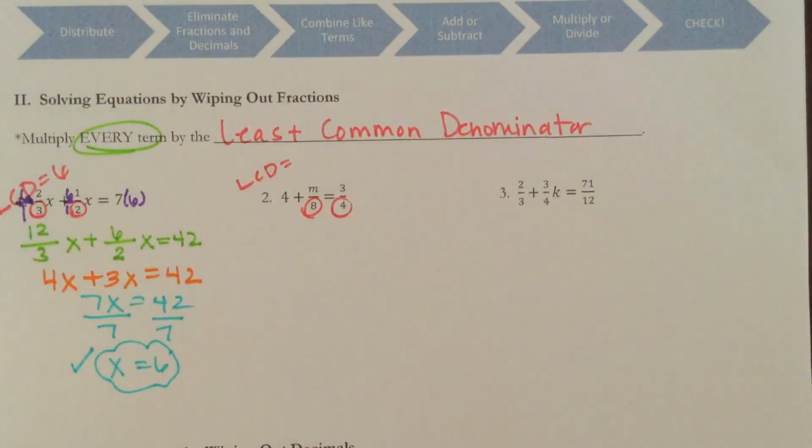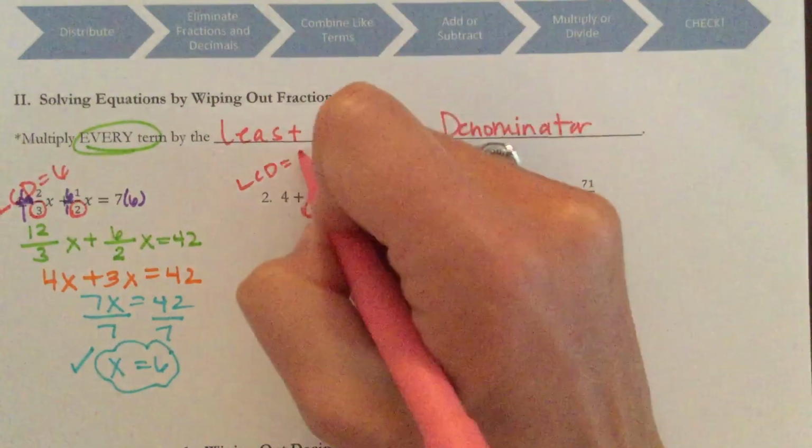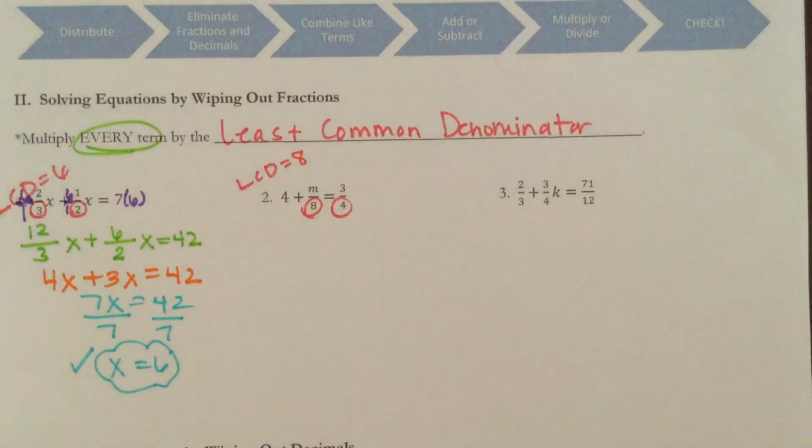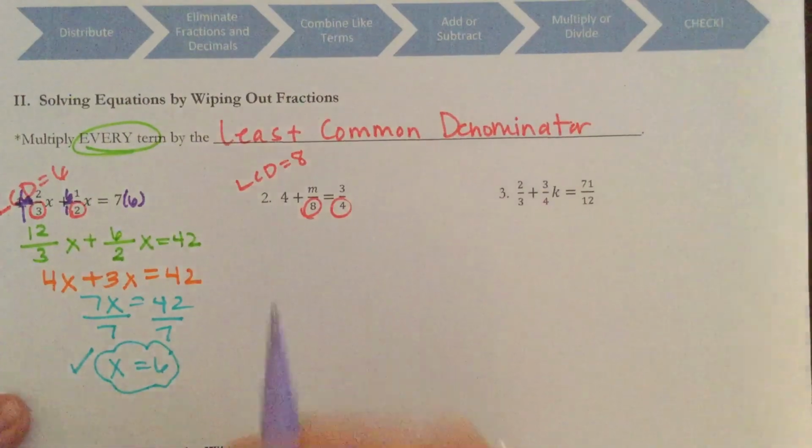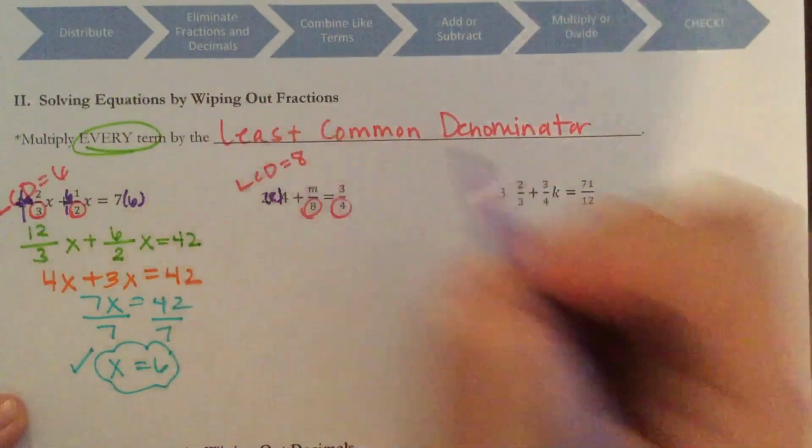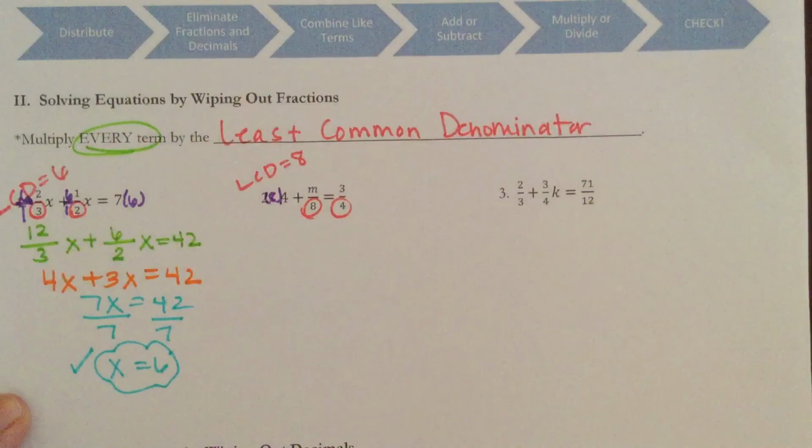So when I think about the smallest number that 8 and 4 can both go into, the least common denominator is actually 8. 8 will go into itself, and 4 will also go into 8. I now need to multiply each of these terms by my least common denominator. I have a term 4 here in the front, so that's going to get multiplied by 8.